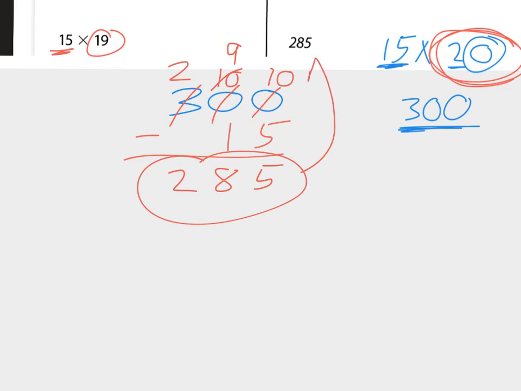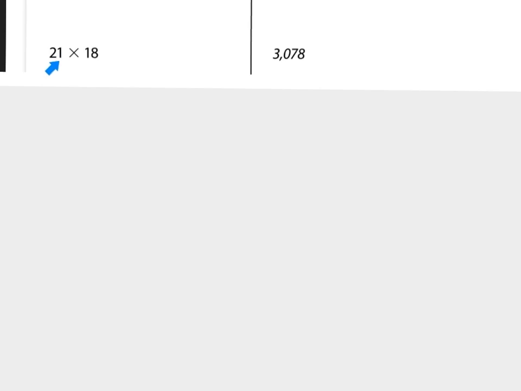285 is our correct answer. Alright, let's head on to number 3. Number 3, we have 21 times 18. So I'm going to go ahead and round 21 to 20 to the nearest tens place times 18.